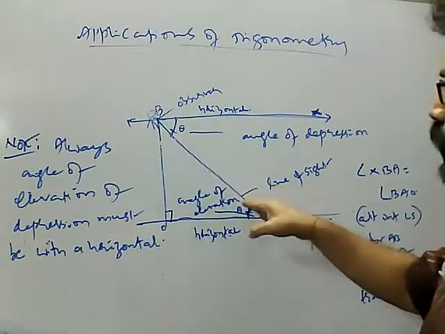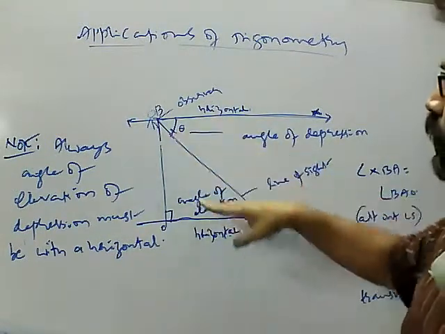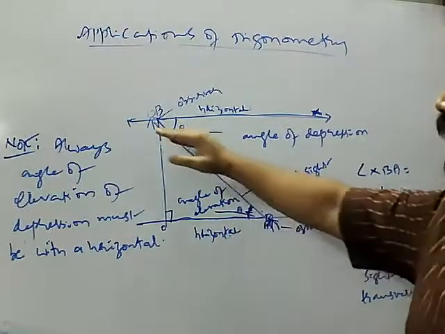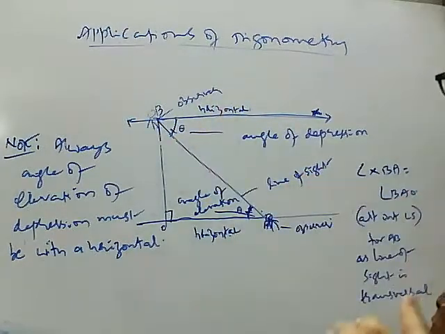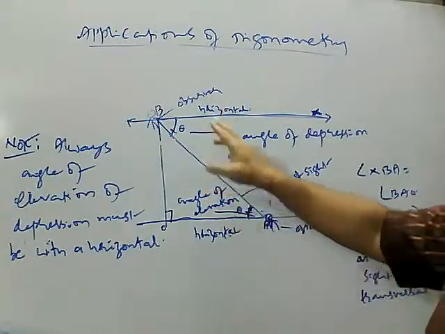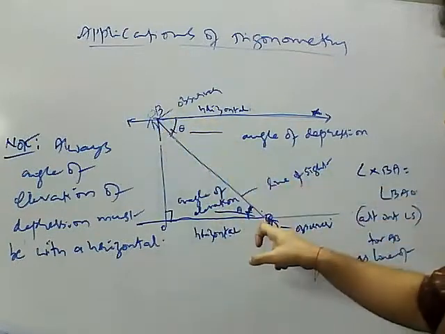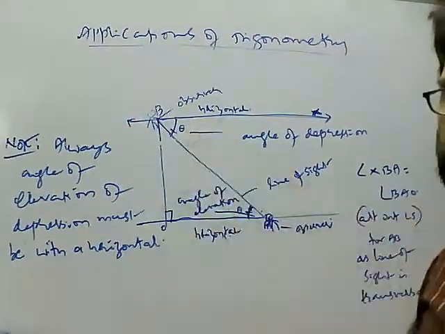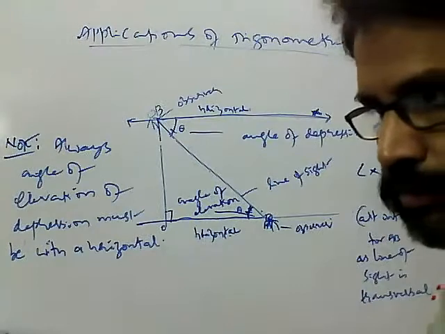So understood what is line of sight? Angle of elevation, right? The observer is below and the destination is upwards. That line is called the angle of elevation. And when the observer is above and the destination is below, this is called the angle of depression. Are you clear?